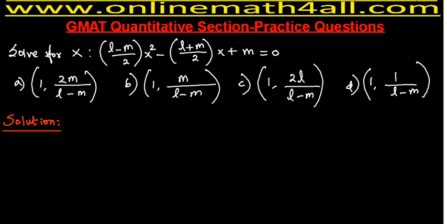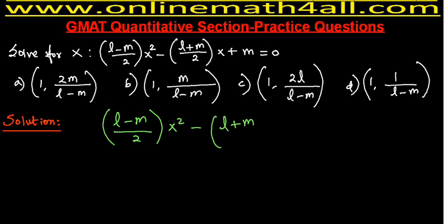So let us try to apply the method of factoring to solve this quadratic equation. Before I apply factoring, I'm going to make some changes in the given quadratic equation. First let me write the given equation: L negative m over 2 times x square negative L positive m over 2 times x positive m is equal to 0.